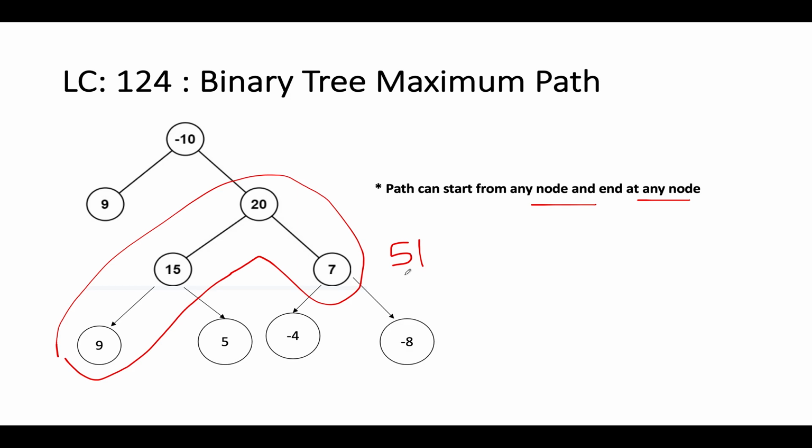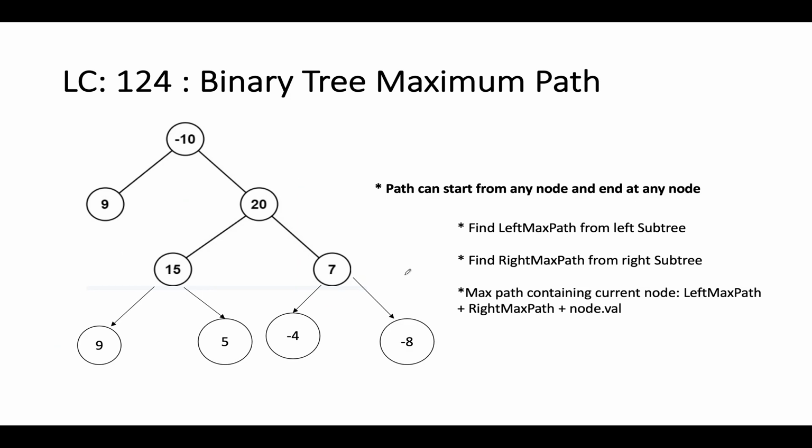Now comes the question, how will we iterate through this binary tree? It's really simple. What do we need to do? We need to identify the left max path while traversing over the left subtree. We need to identify the right max path while iterating over the right subtree, and what would be the current max path containing the current node? Remember, the maximum path sum containing the current node would be equal to the left path max plus right path max plus node value.